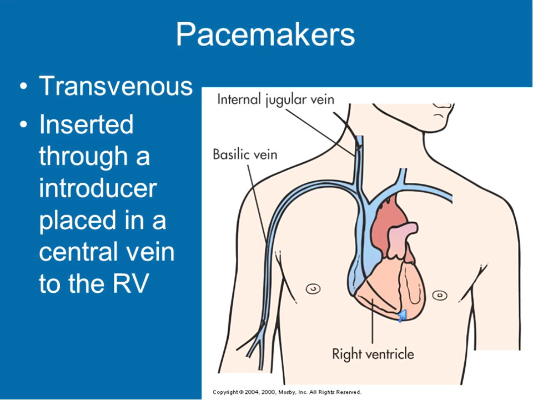Generally, this picture only shows a pacemaker wire being threaded through here, through the internal jugular, and here through the basilic. But actually what we do is we put an introducer, which is a big IV type thing, into one of these central vessels, and through that we thread the pacemaker wire.